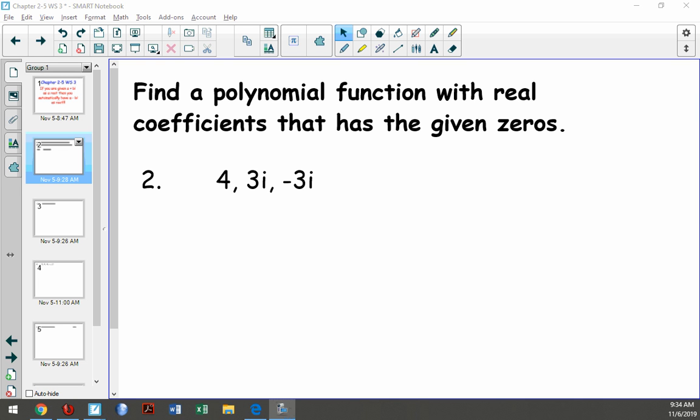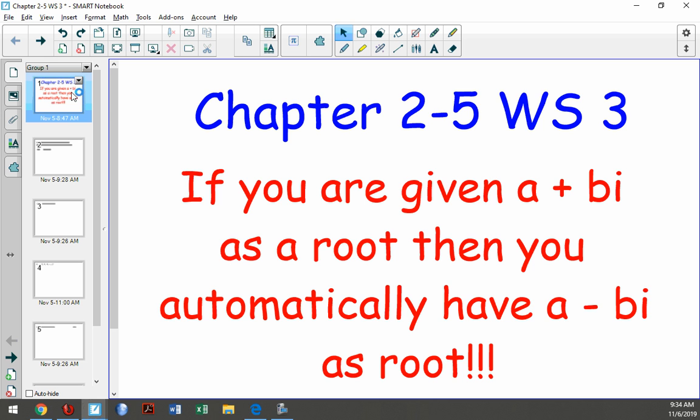All right, the biggest thing that we need to learn today in this section is that if a plus bi is a root, you automatically have to have its conjugate a minus bi, no matter what, always and forever. You with me? No matter what. So I'm going to pass out today's worksheet for you, and I'm going to do those as homework problems.